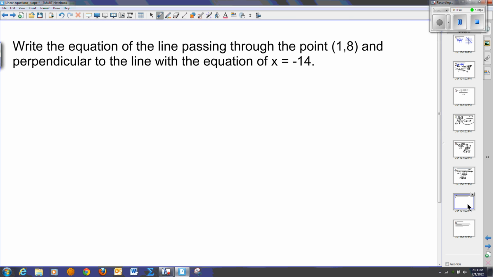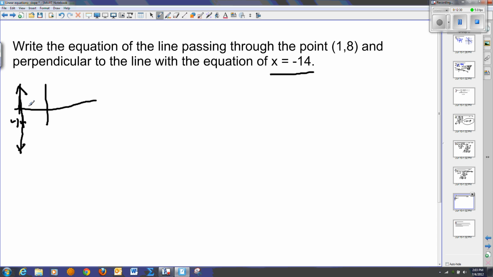Couple more. Next, we're going to write the equation of a line passing through the point 1, 8, perpendicular to the line with the equation of x is equal to 14. Now, a line with the equation of x equals 14 is a little bit different because that's not in slope-intercept form. We have to remember that any line with an x equals equation is a line such that all x values are equal to 14. So if this were 14, the line that I'm going to draw has an x value of 14 for all of its points, which means it's a vertical line looking something like this.